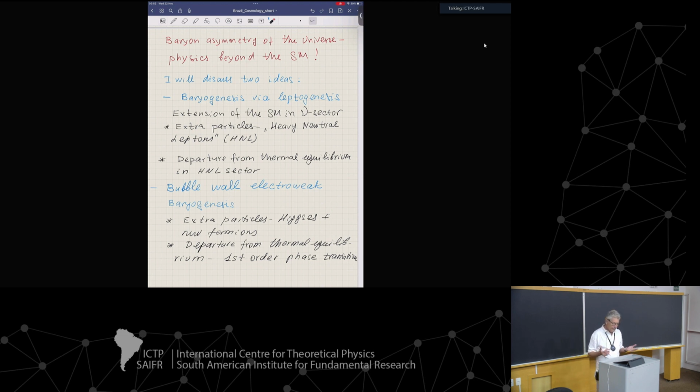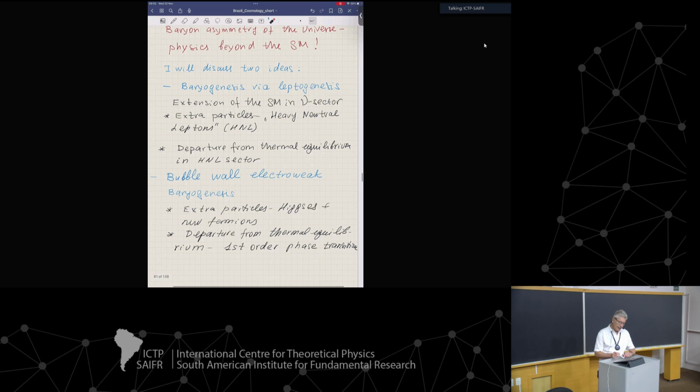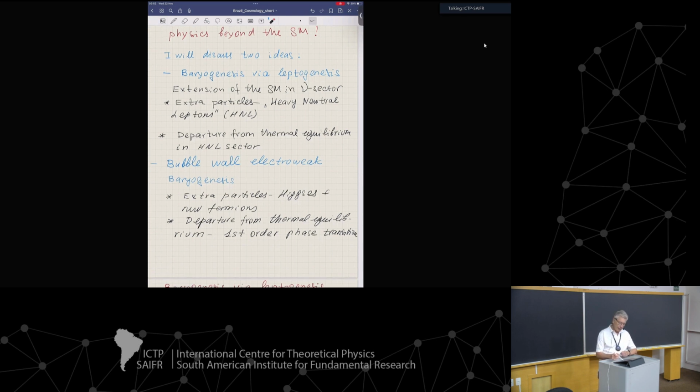There are different approaches to that, and I will shortly go through two of them. One of them is baryogenesis via leptogenesis. There will be lectures about that. And then bubble wall electroweak baryogenesis. And again, there will be lectures about that. So I will just discuss qualitative features. The first one is associated with an extension of the standard model in the neutrino sector, and the new particles introduced there are called heavy neutral leptons. In the second case, new particles added to the standard model are Higgses and new fermions. And here the departure from thermal equilibrium is associated with a first order phase transition, which Mikko Laine is discussing in his lectures.